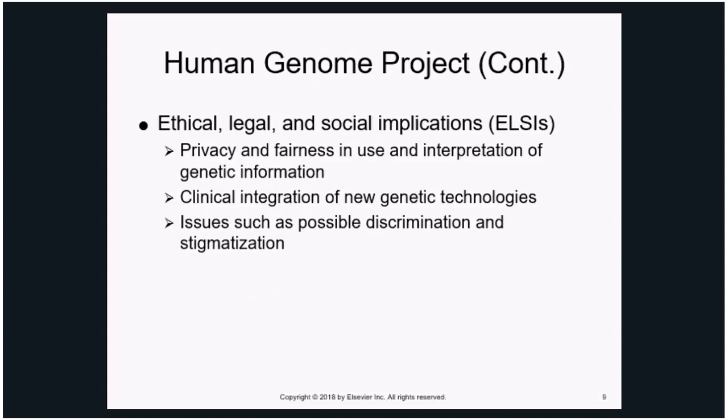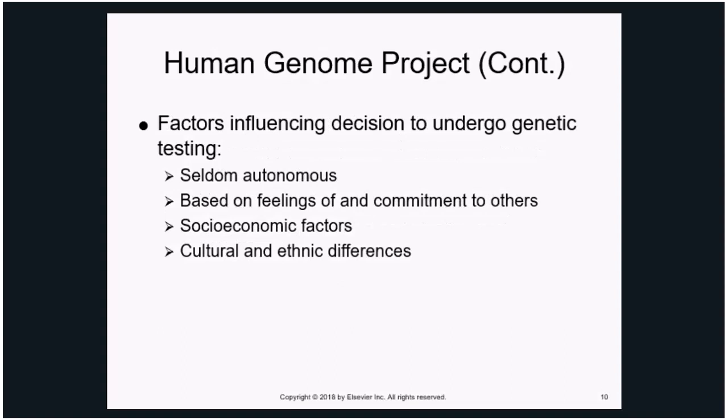Ethical, legal, and social implications: privacy and fairness in use and interpretation of genetic information, clinical integration of new genetic technologies, and issues such as possible discrimination and stigmatization. Factors influencing decisions to undergo genetic testing are seldom autonomous and are based on feelings of and commitment to others, socioeconomic factors, and culture and ethnic differences.